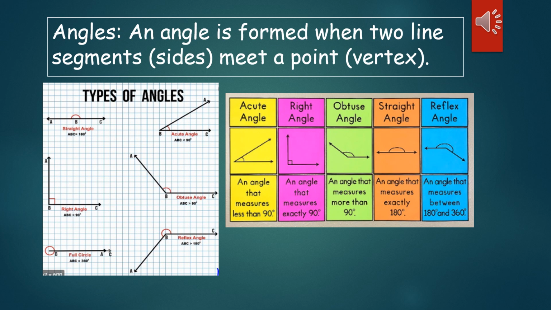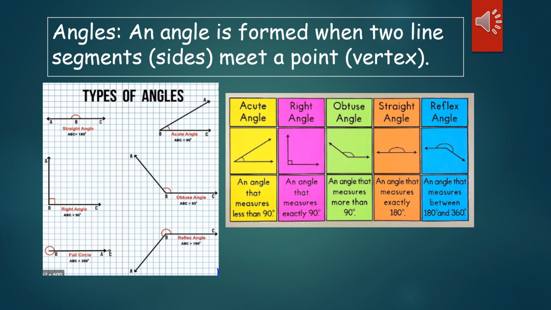Right angle, an angle that measures exactly 90 degrees. It's a vertical line with a horizontal line that connects in the middle with a little block that shows me this is a 90 degrees corner. Obtuse angle, an angle that measures more than 90 degrees. A straight angle, an angle that measures exactly 180 degrees.